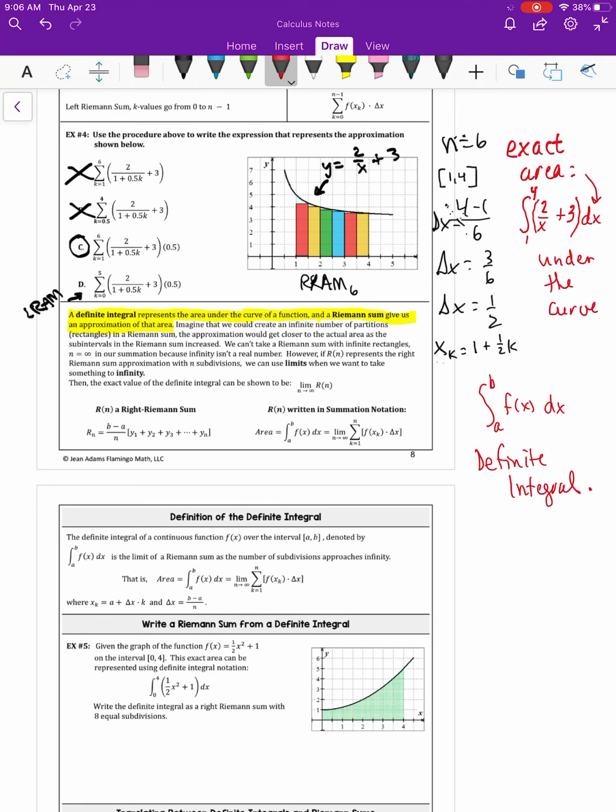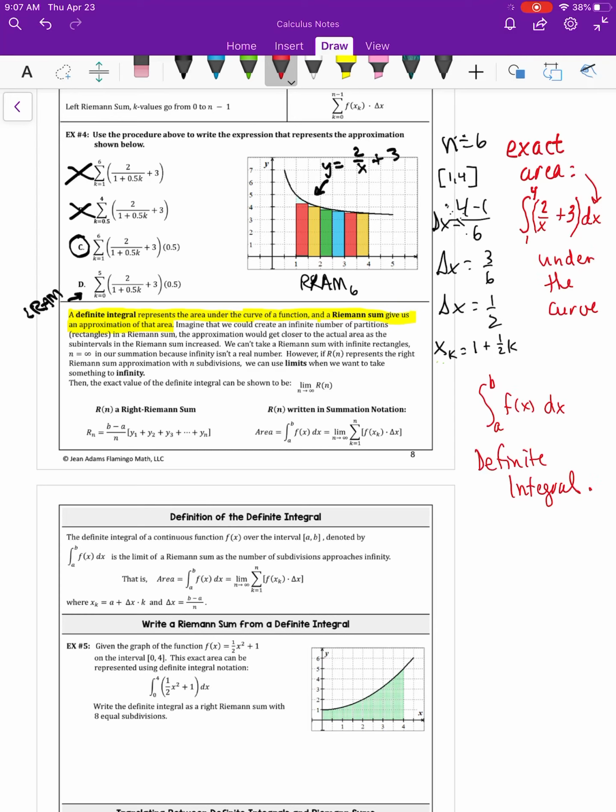That's a definite integral. Okay, so we're going to define a definite integral, an integral where you've got a function here, and you're going from a to b. That is called a definite integral. When you calculate that, you're going to get a number as an answer because it is the area under the curve.